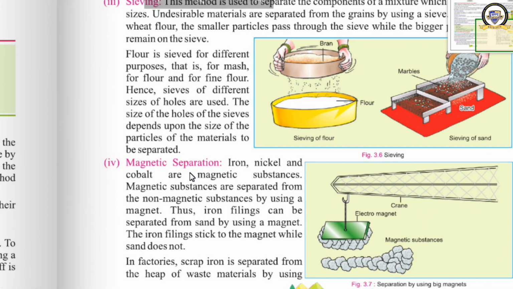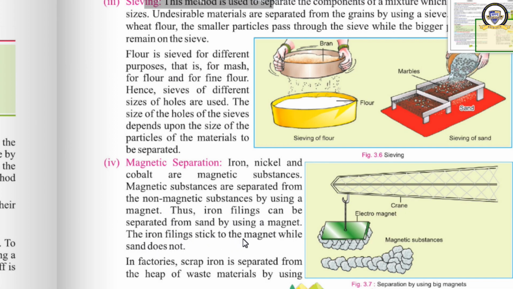Next one is magnetic separation. We are separating a solid from a solid using a magnet. Iron, nickel and cobalt are magnetic substances. Magnetic substances are separated from the non-magnetic substances by using a magnet. Thus, iron filings can be separated from sand by using a magnet.